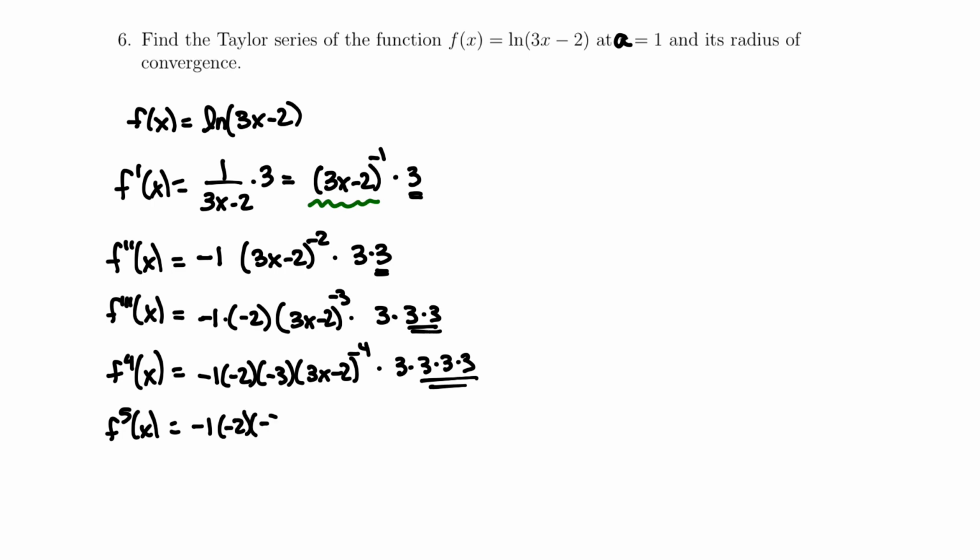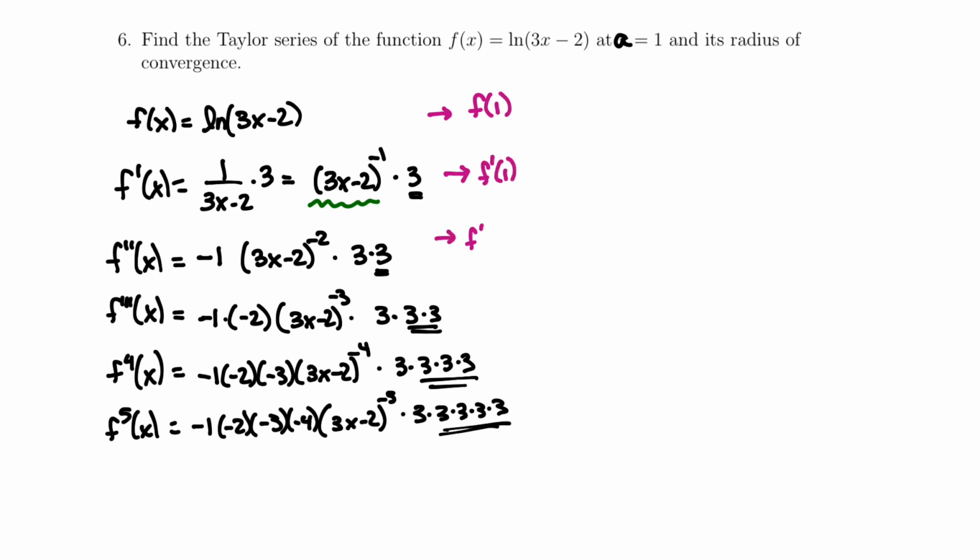And like you guys said, it's a factorial. We've got a factorial coming on here. So we've got some patterns going, but remember your next step is to now take and plug in 1. So you want to take f of 1, f prime of 1, f double prime of 1, f triple prime of 1.